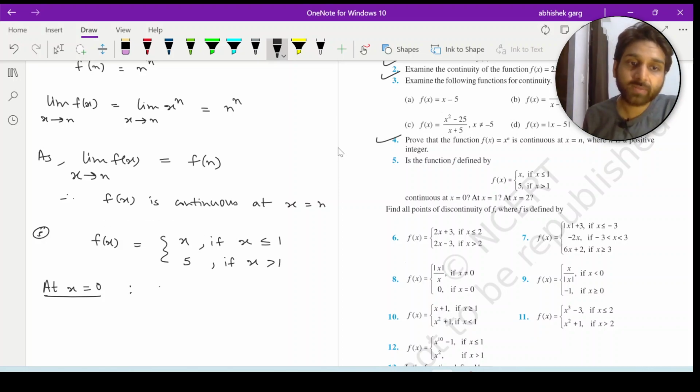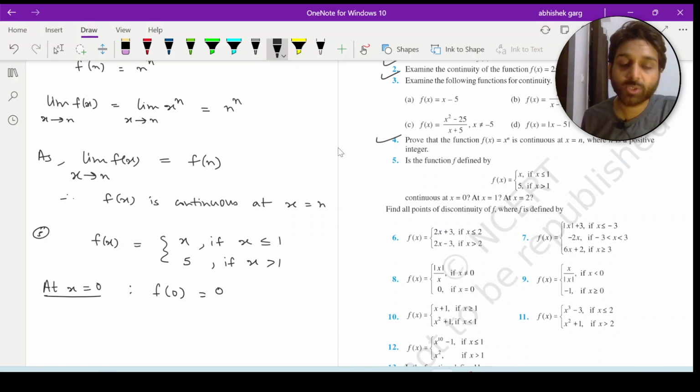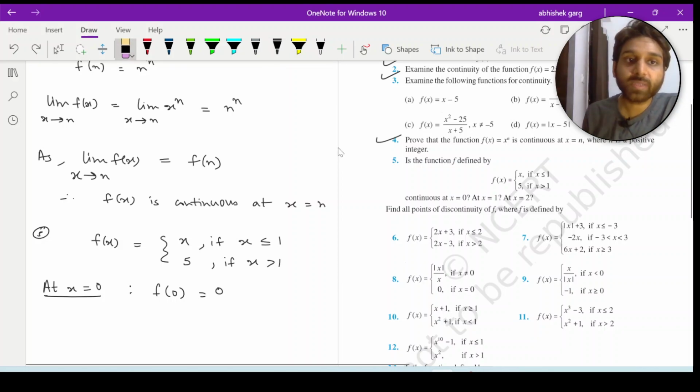So what do we get? What will be the value of f(0)? Since we are using f(x) equal to x for this situation, we'll get f(0) is equal to 0. Just substitute x equal to 0 in here. So we get f(0) is equal to 0. All right. Now what do we do next?